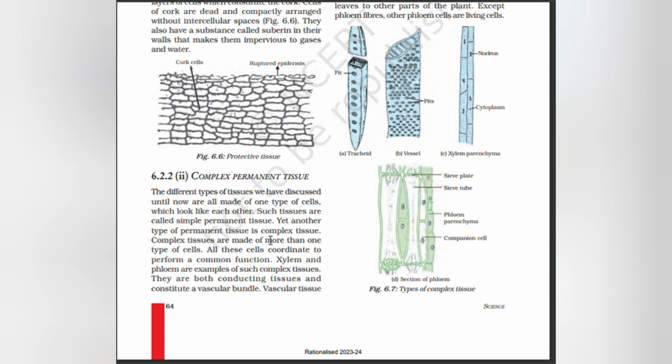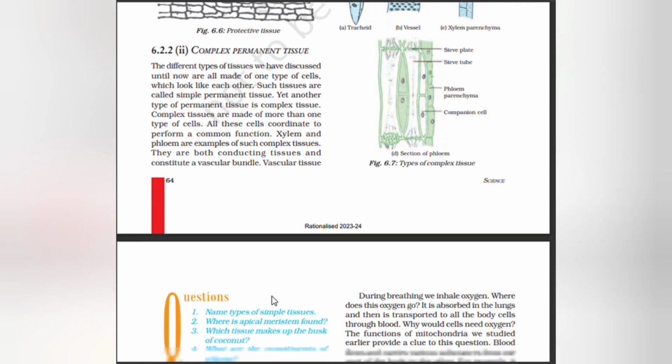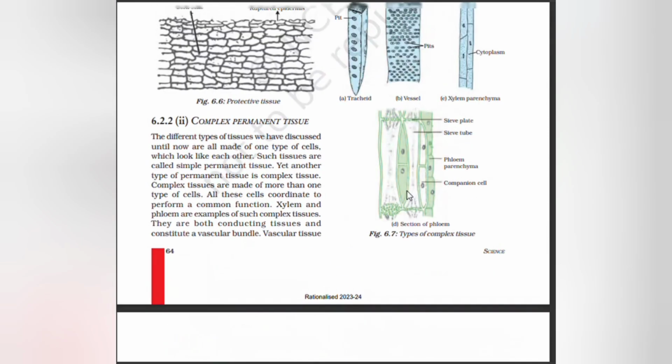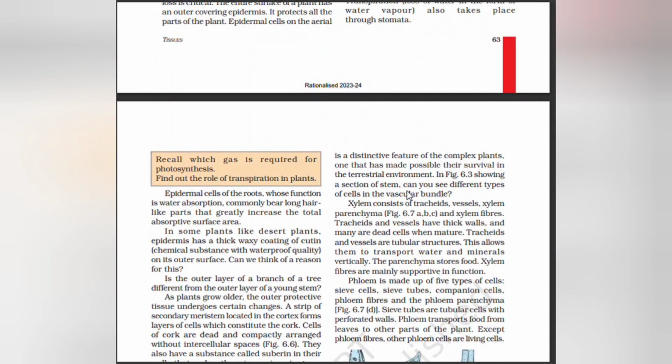Yet another type of permanent tissue is complex tissue. Complex tissue is made up of more than one type of cells. All the cells coordinate to perform a common function. Xylem and phloem are examples of such complex tissues. They are both conducting tissues and constitute a vascular bundle. Vascular tissue is a distinctive feature of complex plants, one that has made possible their survival in the terrestrial environment.